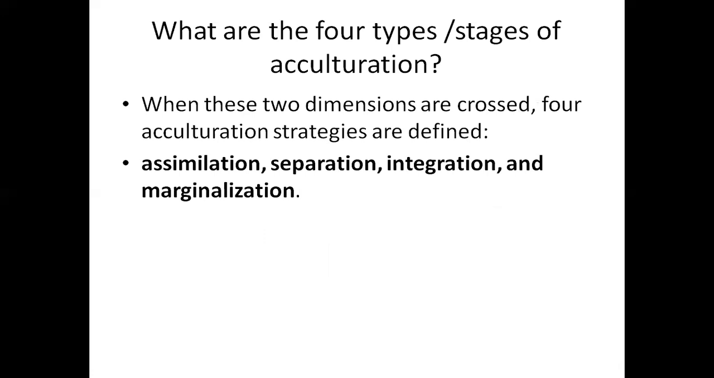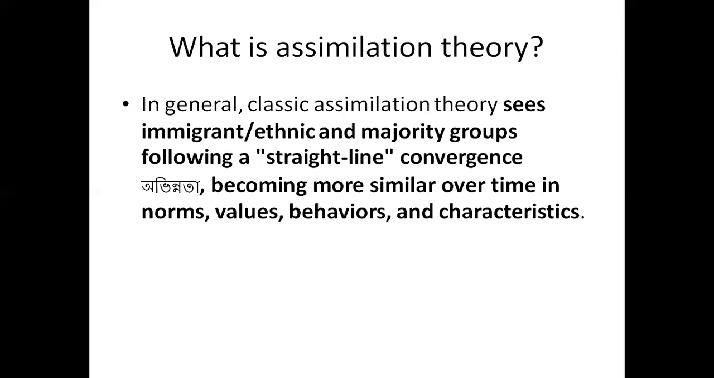So there are 4 types and stages of acculturation. When these 2 dimensions are crossed, 4 acculturation strategies are defined. যখন মানুষ এক দেশ থেকে আরেক দেশে যায়, তখন কি ধরনের কালচারাল পরিবেশ তৈরি হয়, সেইগুলোকে জন সুমন 4টা স্টেপস এবং টাইপে ভাগ করেছেন। সেটাকে বলা হচ্ছে অ্যাসিমিলেশন, সেপারেশন, ইন্টিগ্রেশন এন্ড মার্জিনালাইজেশন। Marginalization.